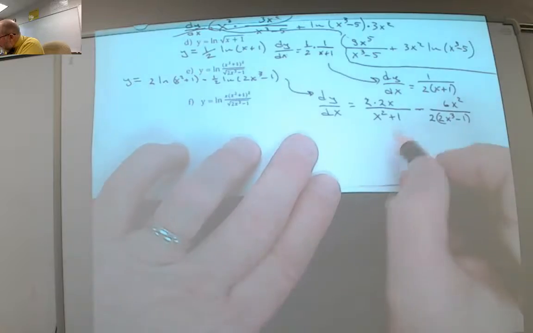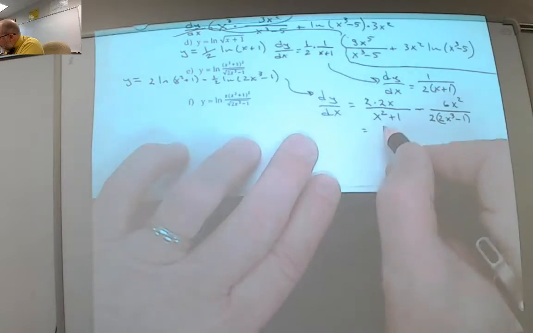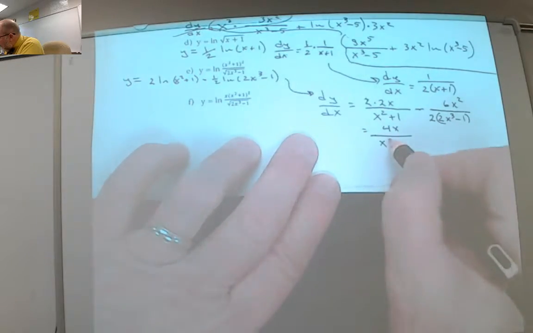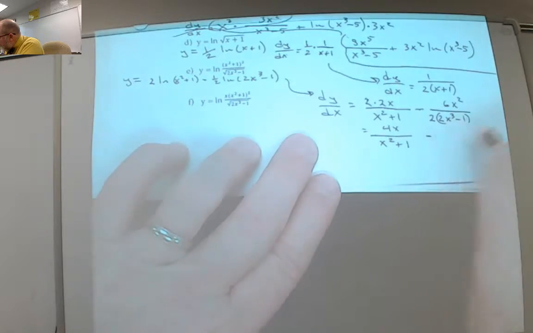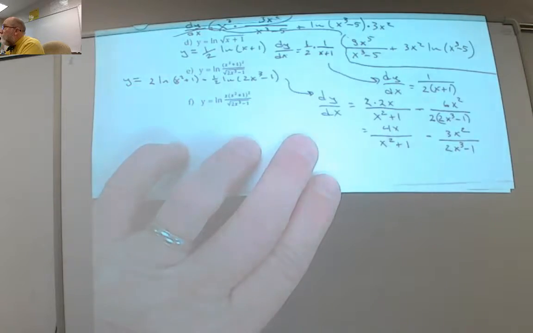Okay, so now I could simplify this to say it's 4x over x squared plus 1 minus, this 2 goes into that 6, correct? Yep. Okay, and I get 3x squared over 2x cubed minus 1. And you do not need to get a common denominator.